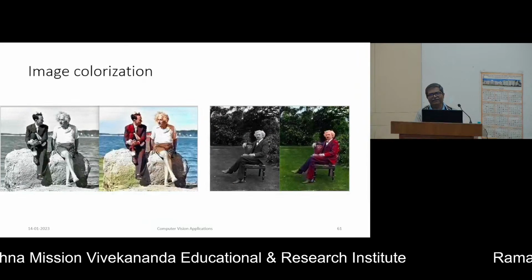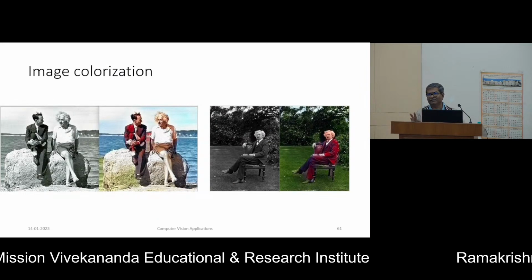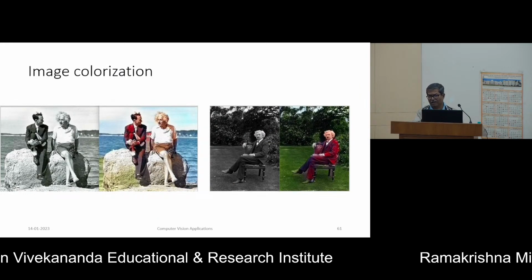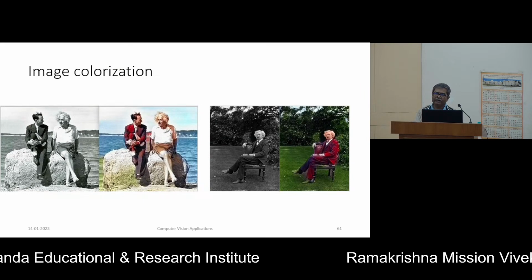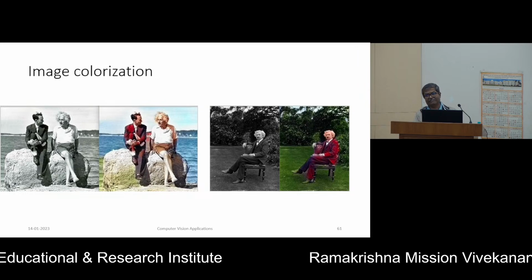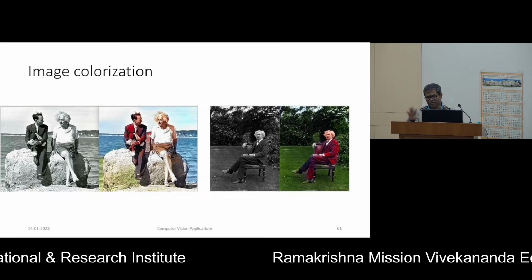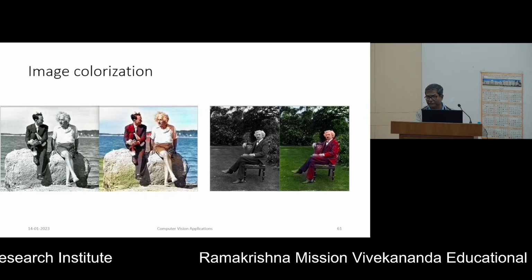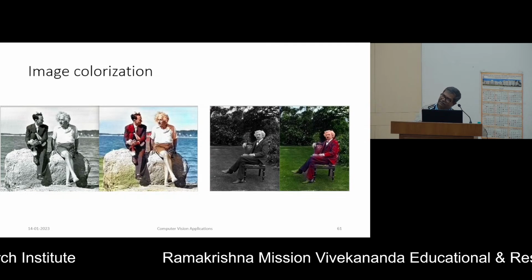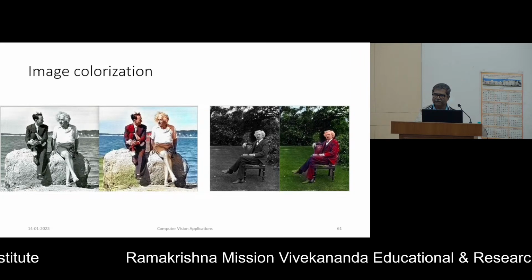Nowadays many of the Charlie Chaplin movies you have seen are in color, but they were actually filmed in black and white. So it's called image colorization, or also image translation. Image translation is a much more general term. The specific term is image colorization, this particular thing. Another example of this one.